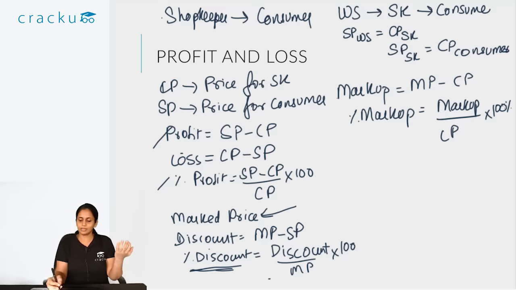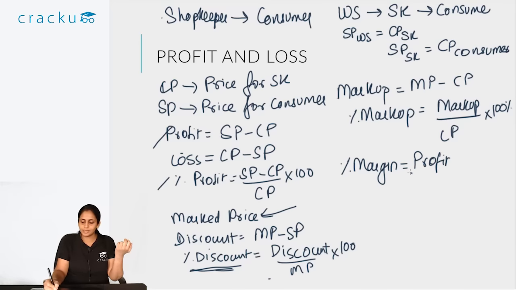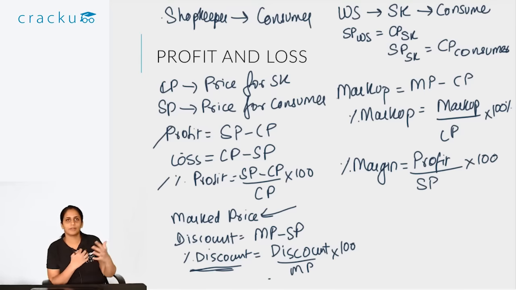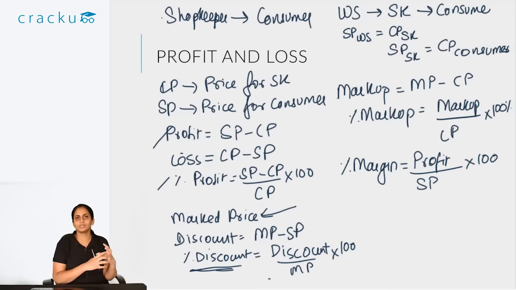The last thing that we'll learn is margin. So margin is basically the same as profit, but profit percentage is a percentage of cost price, while margin percentage is a percentage of selling price. So why is this done? For example, if I'm a big company and I have revenues of 100 crores, when I describe my profit, I have to describe how much of those 100 crores are actual profit. So if I say my margin is 10% and my revenues are 100 crores, then my margin is essentially 10% of the 100 crores, that is 10 crores. So margin is defined as a percentage of selling price.